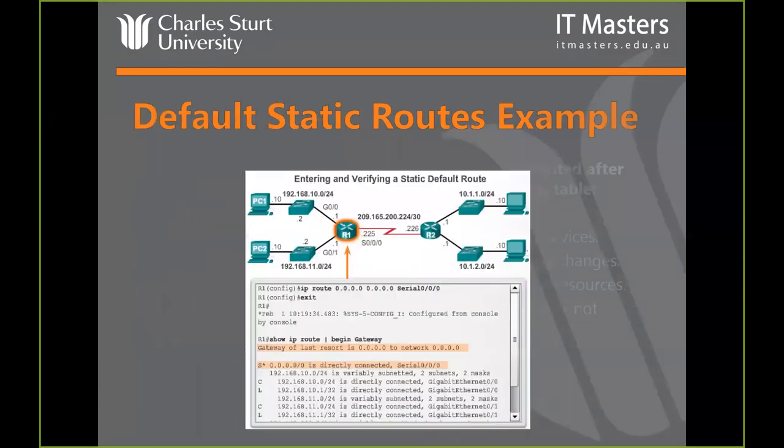And there's just an example of a static route. The thing that you'll notice is in the route table, we put the route in, in this case, to send out the serial interface. And we can see now that when we do a show IP route, the gateway of last resort is now set, and the static route now appears in the routing table with a star. Now, the significance of the star is that it's just saying that's the default route. In this case, it's the only one, so it has to be.